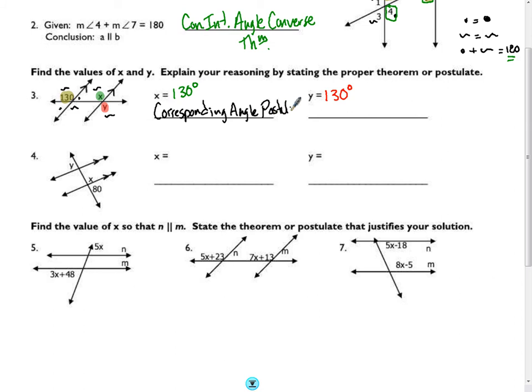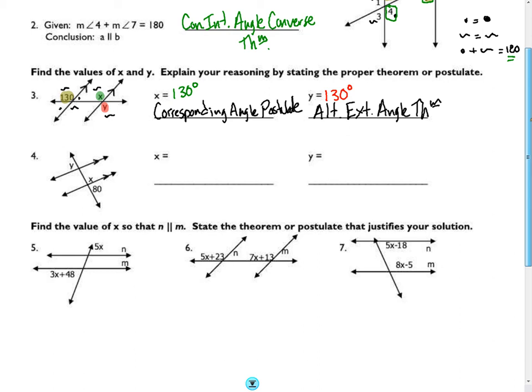If I wanted to figure out y, I would understand the relationship between the red angle and the yellow angle are outside the parallel lines and on opposite sides of the transversal. Opposite outside tells me alternate exterior angle theorem. And we were given parallel, so we're always going to go ahead and just state the regular theorem.